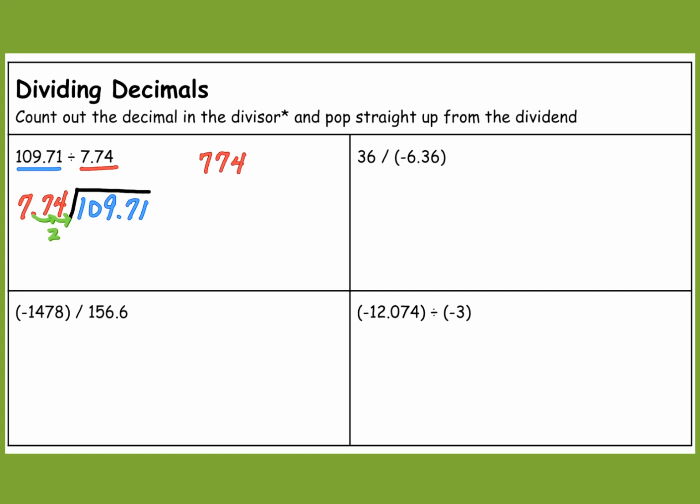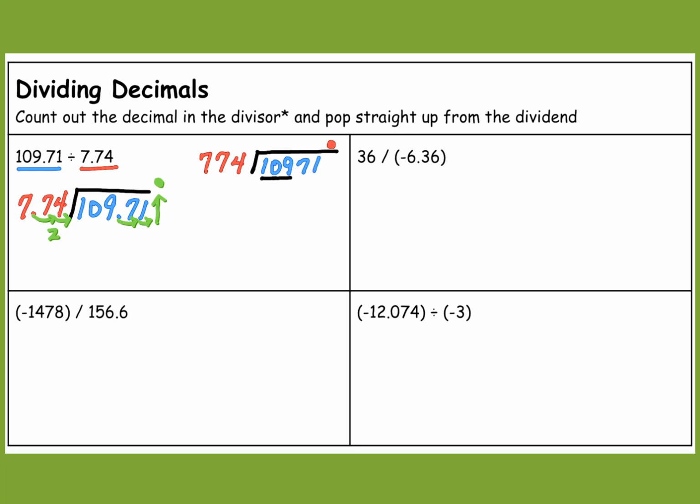Now we move the decimal 2 spaces in our dividend and pop it straight up. 1, 2, straight up and out. That gives us a new value of 10,971 with the decimal at the end. Let's ask ourselves a series of questions to see how many times we can take out 774. So if we have 1, can we take out 774? No. If we have 10, can we remove 774? No. If we have 109, can we remove 774?